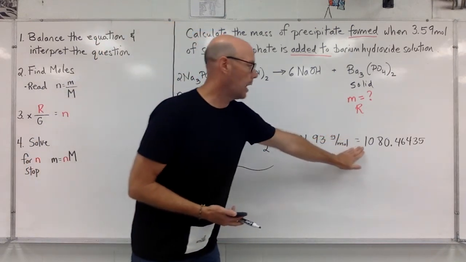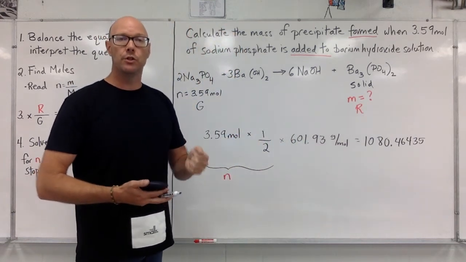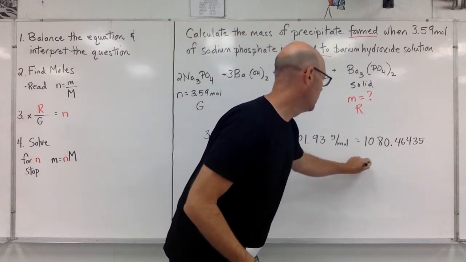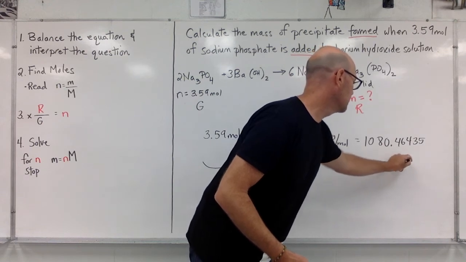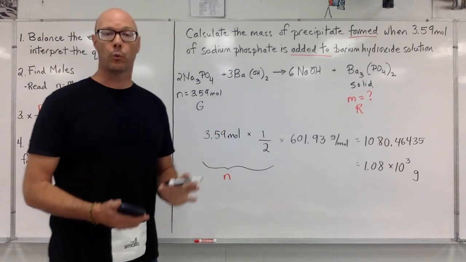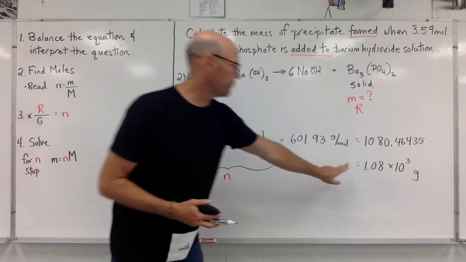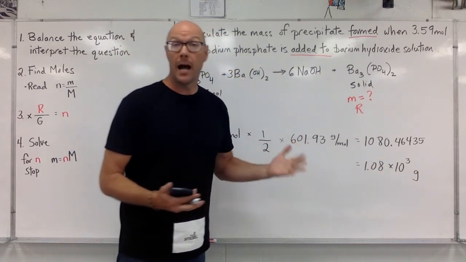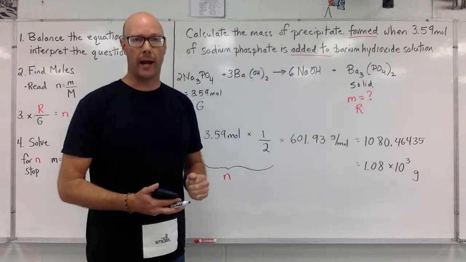You can see how it's already up and has 4 digits before the decimal. We want only 3. We must use scientific notation. This becomes 1.08 times 10 to the power of 3. This was the mass that we found, grams. When we have to use scientific notation, just remember that the first part must be between 1 and 10. 1 and 9.9 to be more precise. And we can't forget those units, grams.